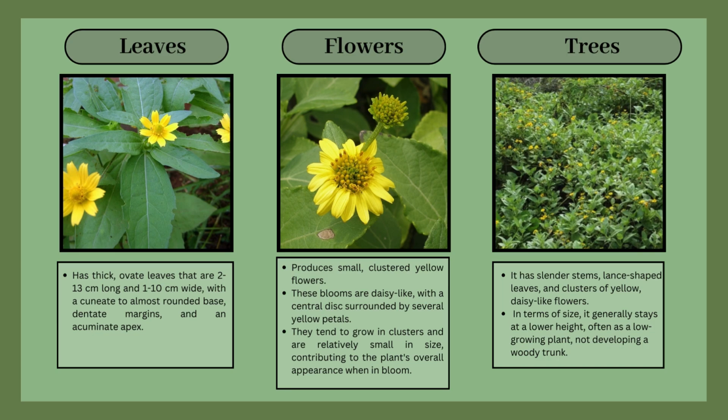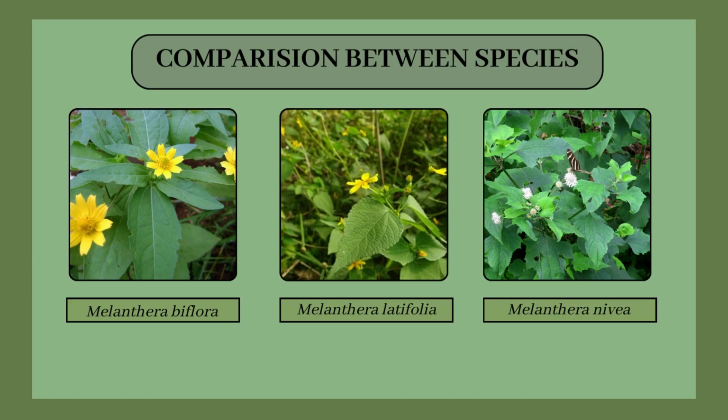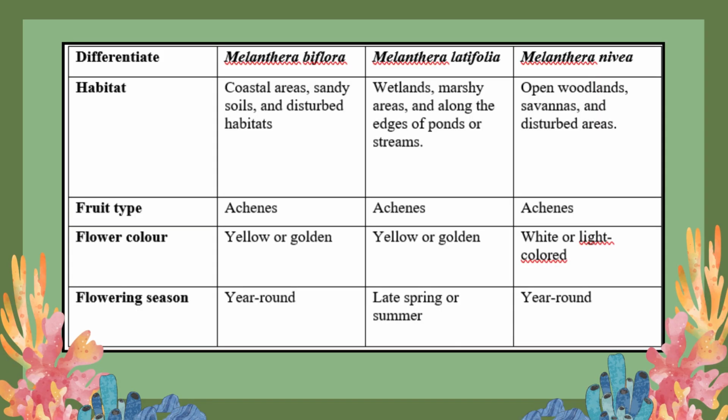For the tree, Melothria biflora has a slender stem, lens-shaped leaves, and clusters of yellow daisy-like flowers. In terms of size, it generally stays at a lower height, often as a low growing plant, not developing a woody trunk. This is a comparison between the species Melothria biflora, Melothria latifolia, and Melothria nivea. As you can see, they differ in habitat, fruit type, flower color, and flowering season.